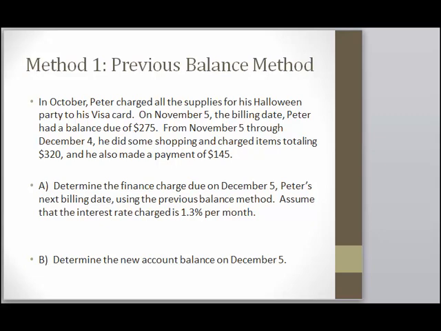Let's look at our example. In October, Peter charged all the supplies for his Halloween party to his Visa card. On November 5th, the billing date, Peter had a balance due of $275. From November 5th through December 4th, he did some shopping and charged items totaling $320. And he also made a payment of $145.